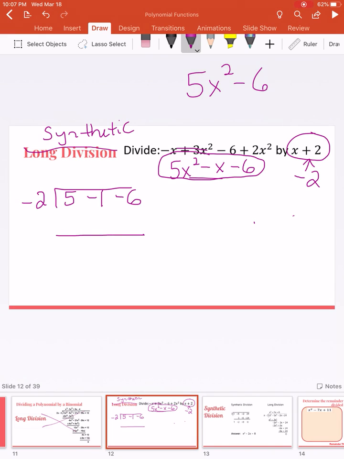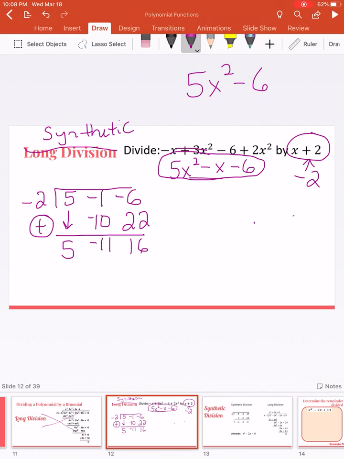We are going to carry down the 5, and then we're going to multiply. So negative 2 times 5 gives me negative 10. I'm also going to add these terms. Negative 1 plus negative 10 gives me negative 11. Negative 2 times negative 11 gives me positive 22. Negative 6 plus 22 gives me a positive 16.